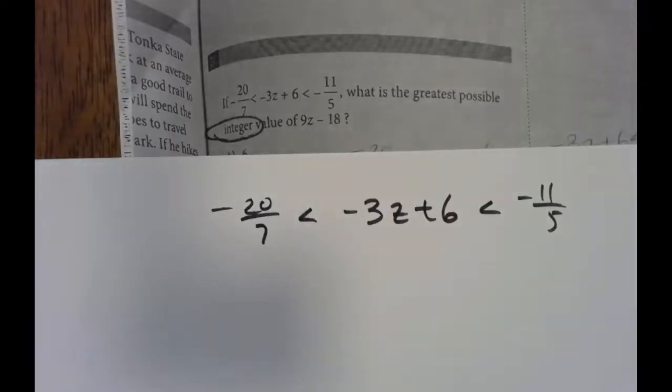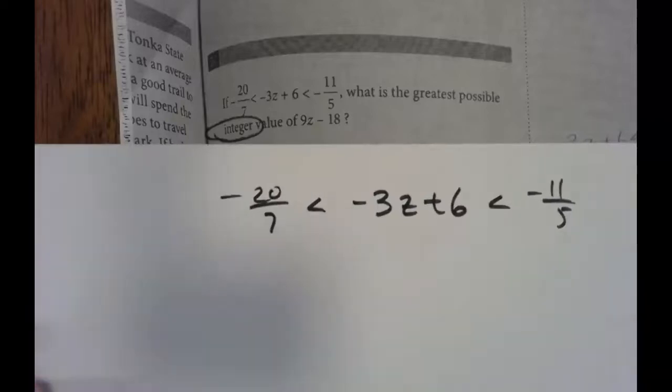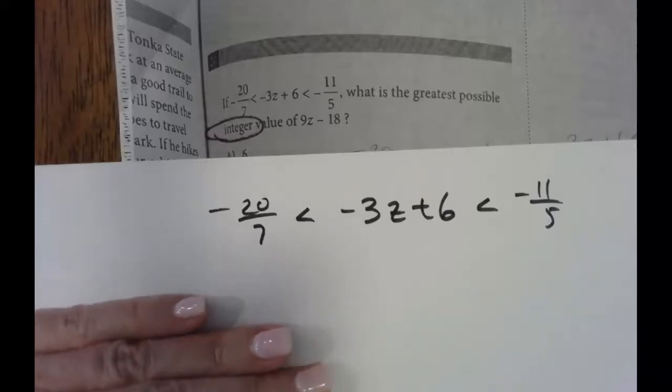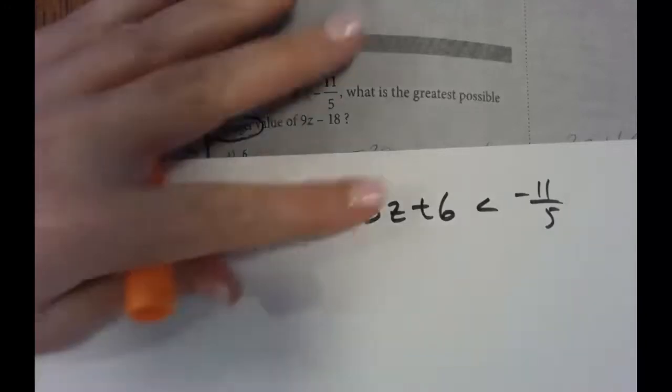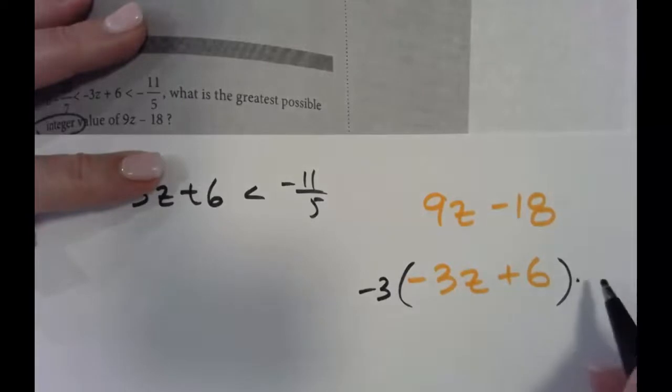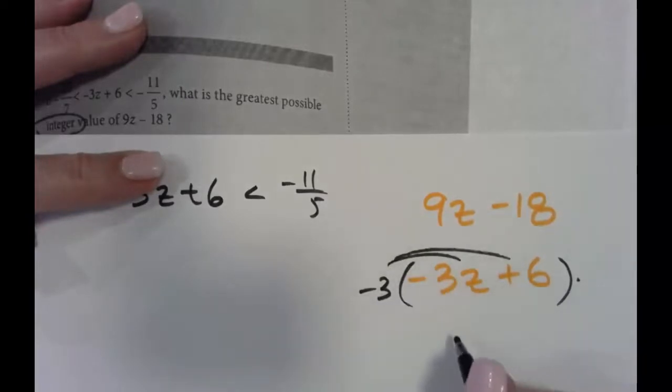Now, what hopefully is going to stick out in your mind or in your eyesight is that 9z minus 18 is a multiple of negative 3z plus 6. Because if we simply multiply negative 3z plus 6 by negative 3, distribute, we end up with 9z minus 18. Wow! So what are we going to do?